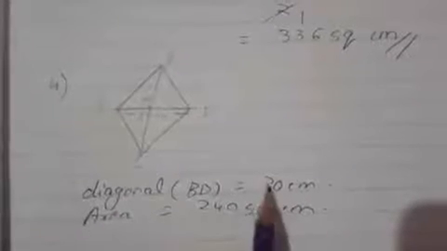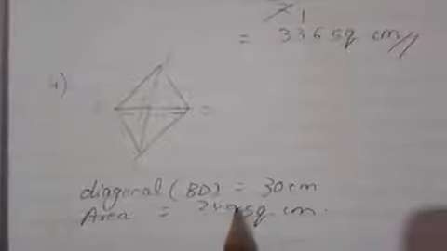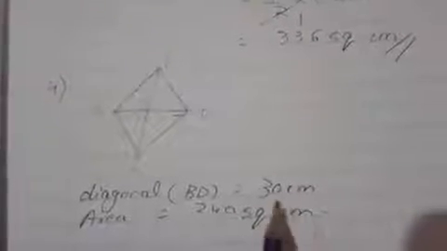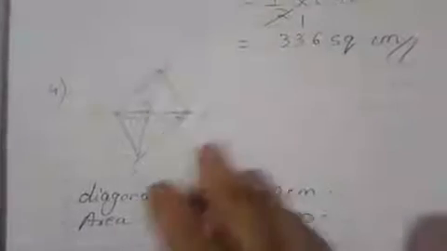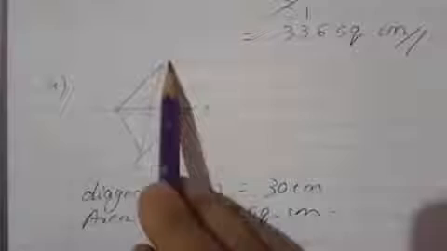Area is given, one diagonal is given. Another diagonal we can find from this formula. So the other diagonal will be AC only. So once you know the value of AC, can you say that AM will be half of AC? Yes, so therefore you will get AM also, you will get BM also.